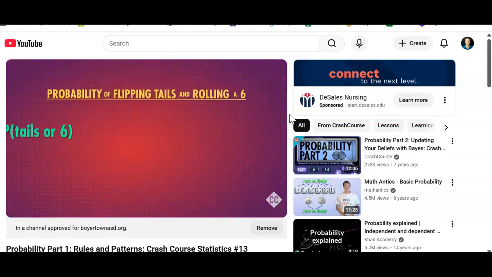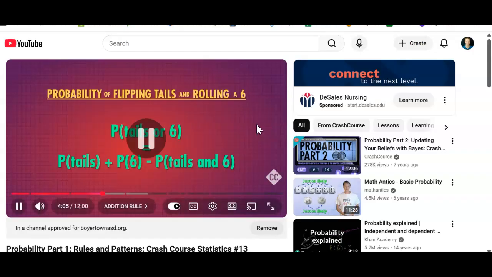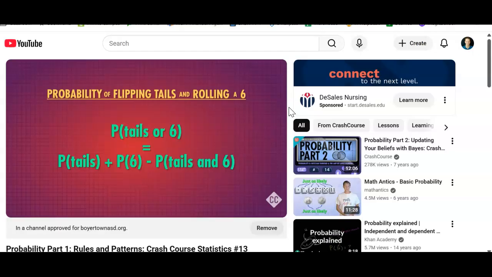The full version of the addition rule states that P of tails or 6 equals P of tails plus P of 6 minus P of tails and 6. See, if you forget to subtract out when they both happen, then you're essentially double counting. So all the times that you flip tails, one of those times is also going to have a 6. So if you don't subtract it out, you're double counting that one instance where you do get both. When two things are mutually exclusive, the probability that they happen together is 0, so we ignored it. But now the probability of both these things happening is not 0, so we need to calculate it.